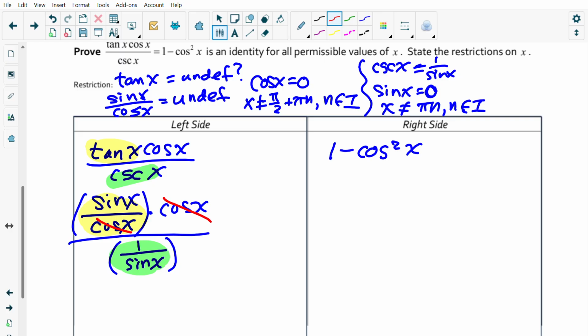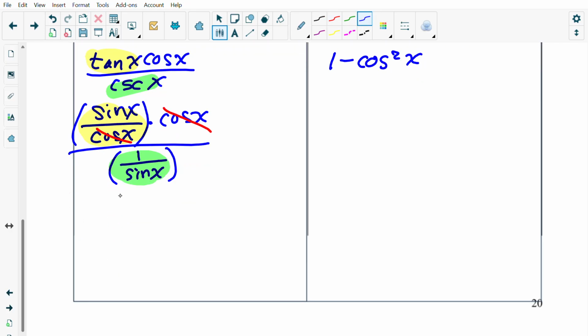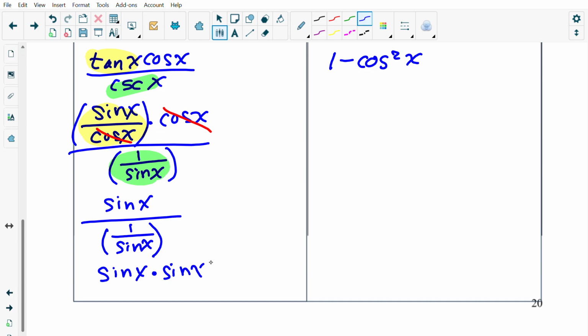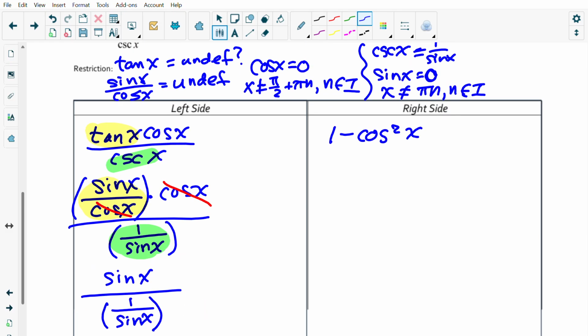Cosine of x, cosine of x. So I'm left with sine of x in the numerator divided by 1 over sine of x. And then that is equal to sine of x times sine of x, and that equals sine squared of x. So let me just rewrite it on the last line: sine squared of x. The right side, let's take a look. Well, it's 1 minus cosine squared of x, but I'm going to use the identity that 1 minus cosine squared of x equals sine squared of x. So that's my other identity that I'll use.